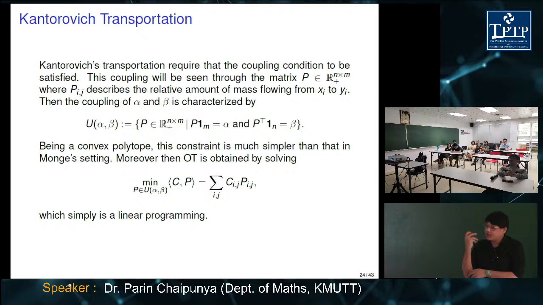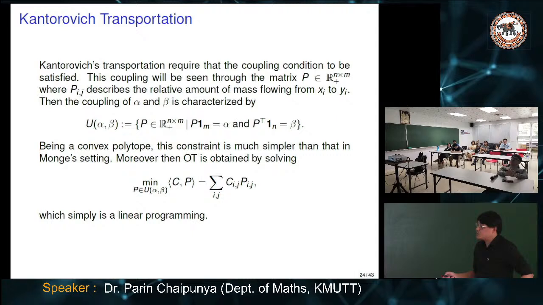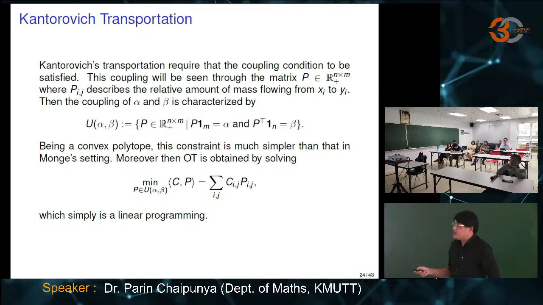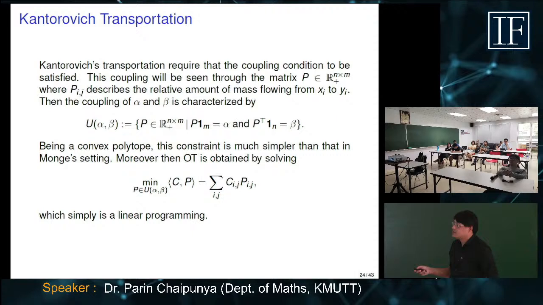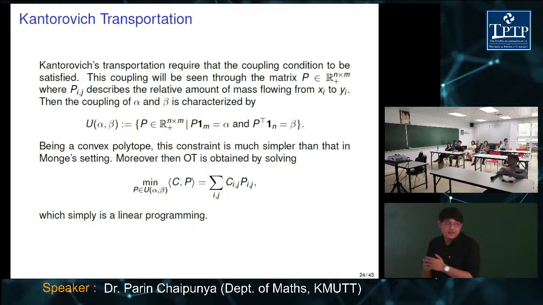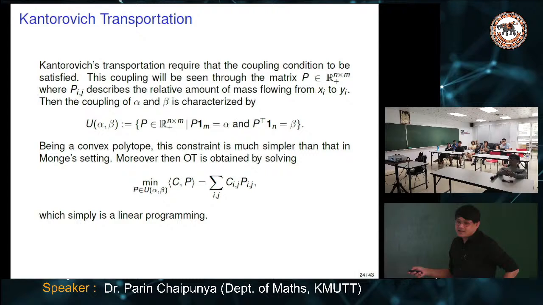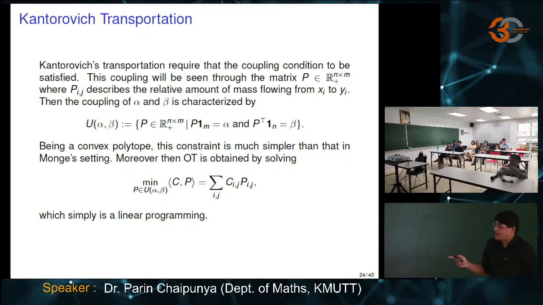So given probability distributions alpha and beta, alpha is the initial and beta is the terminal distribution. We define this coupling to be the set of all matrices whose entries are positive, and we have P times this vector equals alpha, and P transpose times this vector turns out to be beta. And we can notice that this is a system of n plus m linear equality constraints. So U(alpha, beta) is a convex polytope. And the objective function is just this product, which is linear. So the Kantorovich problem in finite mass points reduces to this linear programming problem.